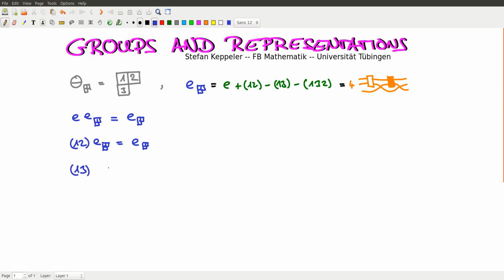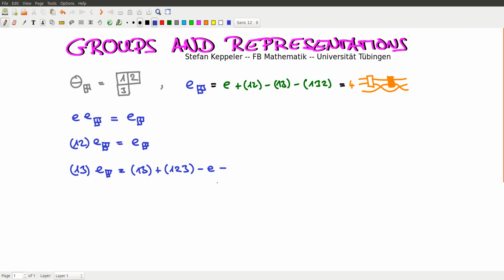What is (1,3) times the Young operator? Let's just multiply (1,3) with this green expression here, and we get (1,3) times (1,2). That's 1 is mapped to 2, 2 is mapped to 1, 1 onto 3. So we get this cyclic permutation, (1,2,3). Then we have (1,3) times (1,3). That's the identity, and there's a minus sign here.